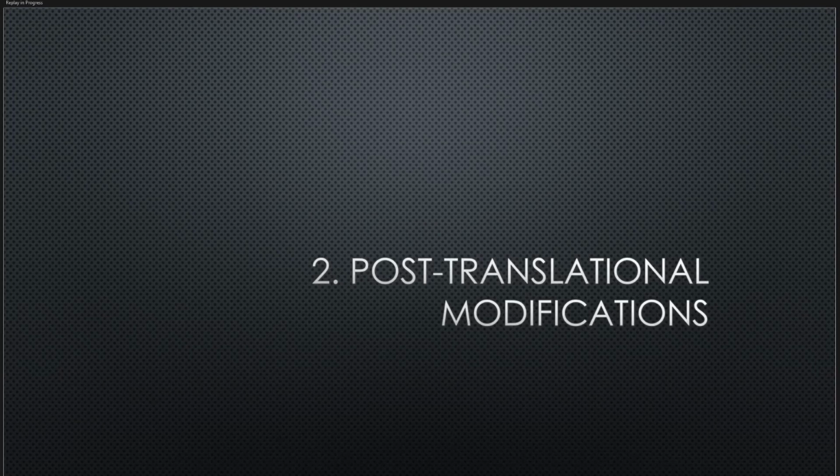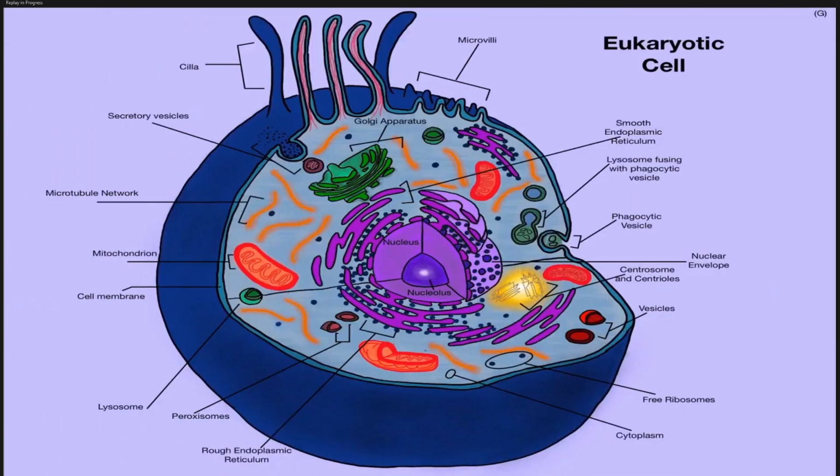Now we will discuss the post-translational modifications. There are many post-translational modifications that can take place. Many of these modifications occur in the Golgi apparatus and/or in the rough endoplasmic reticulum and involve the addition of specific groups to the protein.